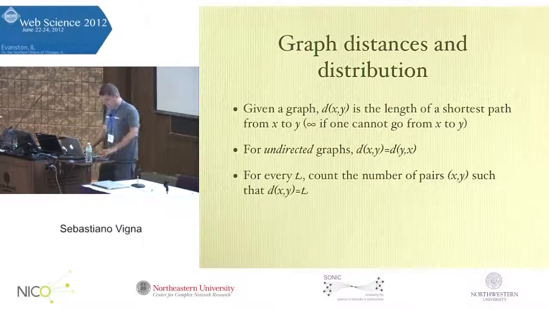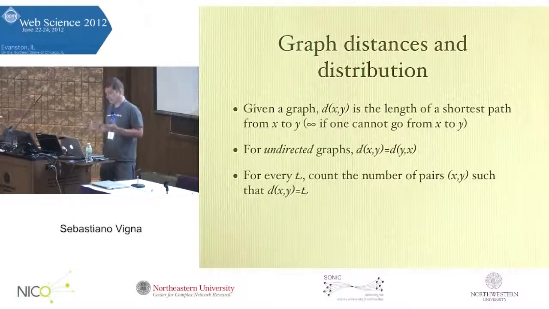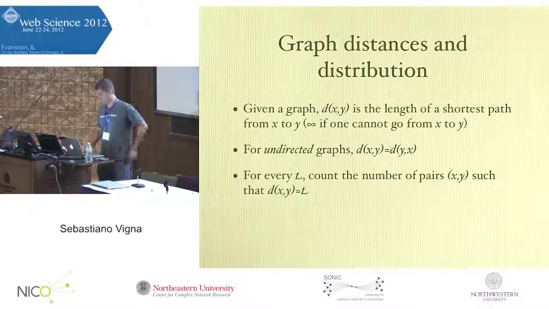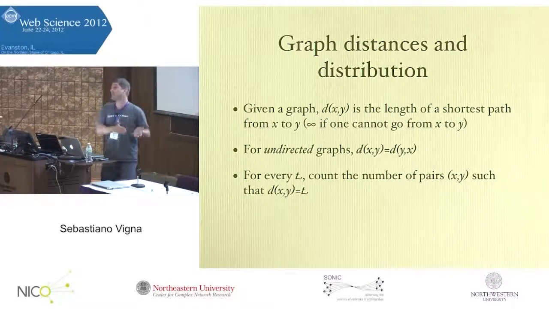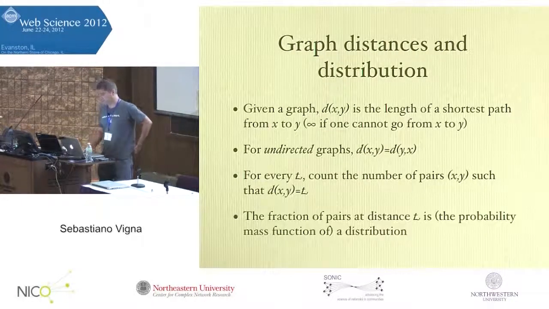So for every t, you should count the number of pairs xy such that dxy is equal to t. So if we want to find the number of pairs at distance 1, 2, 3, 4, and so on. Of course, the pairs at distance 0 and 1 are very easy to find because they are the number of nodes and the number of arcs in the graph. But then you must do something more complicated.